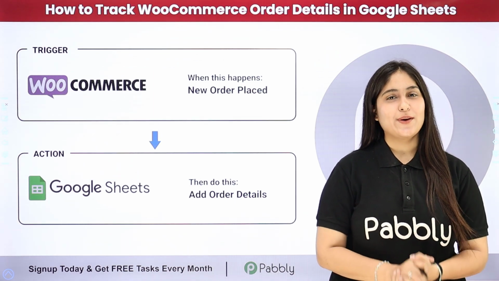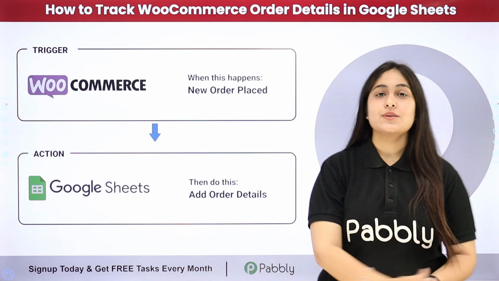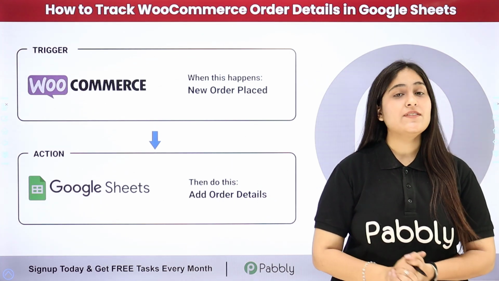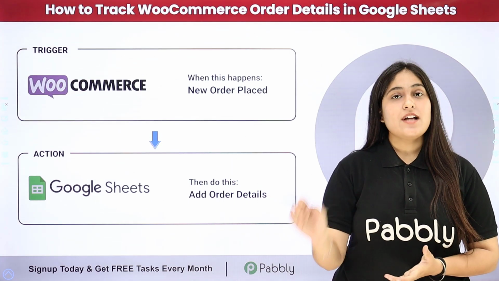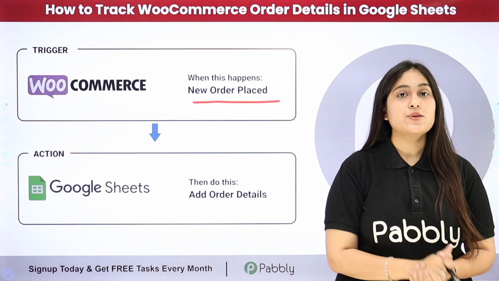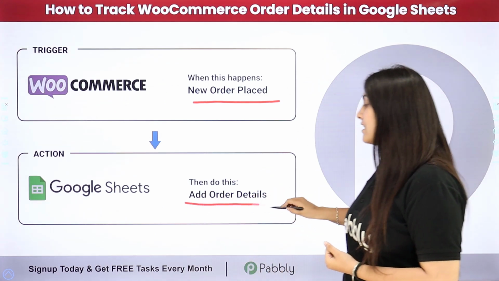So in this video, we are going to understand how to track WooCommerce order details in Google Sheets. I run an online store using WooCommerce and I receive a lot of orders over there. Now my objective is that whenever I receive a new order through my WooCommerce store, then automatically the order detail should be added in my Google Sheets as a new row.